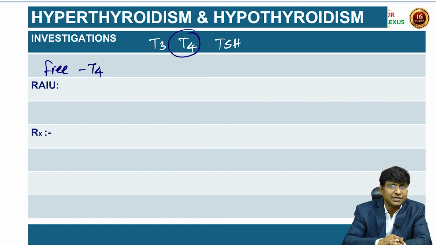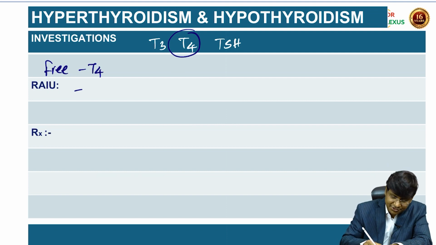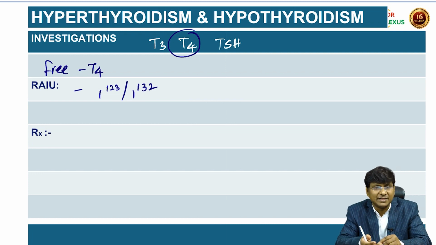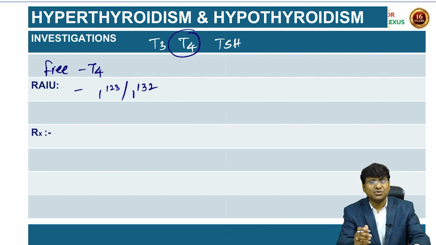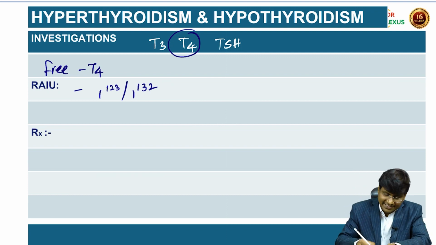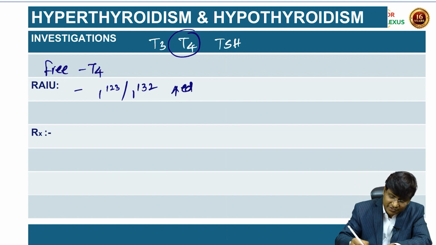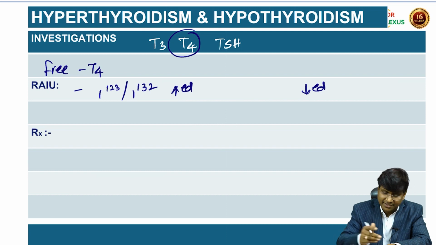Then you take the radioactive iodine uptake studies. The radioactive iodine that we take into consideration is iodine 123 or iodine 132. You need to know in which condition you have increased radioactive iodine uptake and in which condition there will be decreased radioactive iodine uptake.